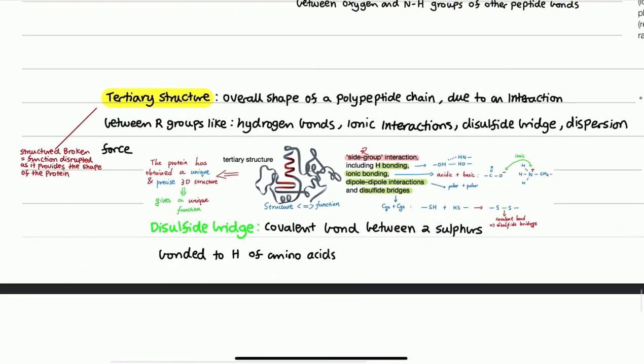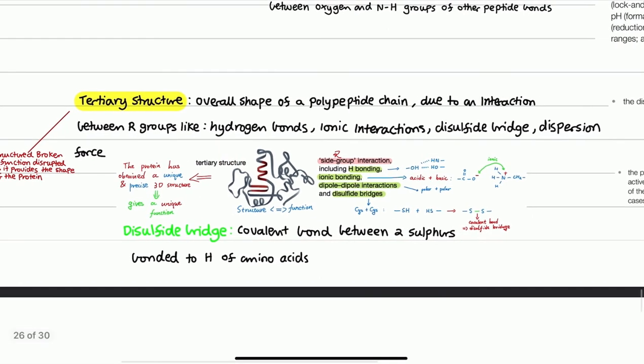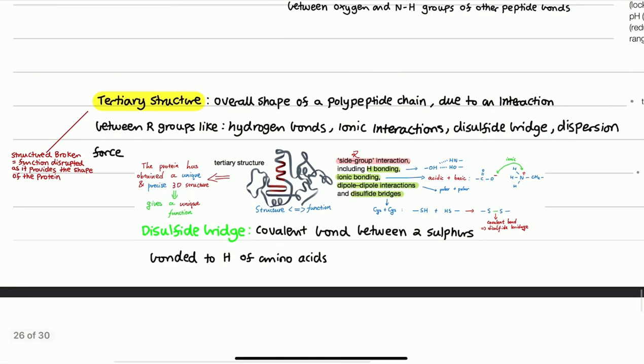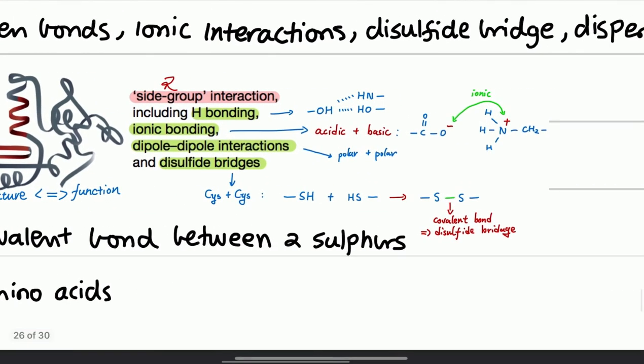Now onto the tertiary structure, which is the structure that provides the protein with its unique 3D geometry and which ultimately gives its function. So it's basically the overall shape of a polypeptide chain due to an interaction between R groups, such as hydrogen bonds, ionic interactions, disulfide bridges, and dispersion forces. So one disulfide bridge here is basically a covalent bond that forms between two adjacent sulfur atoms.